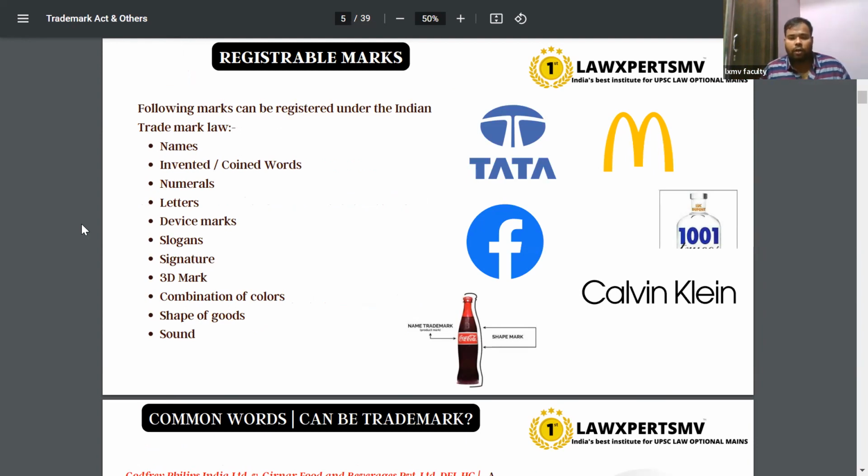So if the word Sony is not a trademark, what will happen? Everybody will keep on using that word. I'll be manufacturing a TV and keeping the word Sony. Everyone who is manufacturing TVs will be using the same words, and this will cause confusion in the public. So that is the main reason we have to give protection for trademarks.